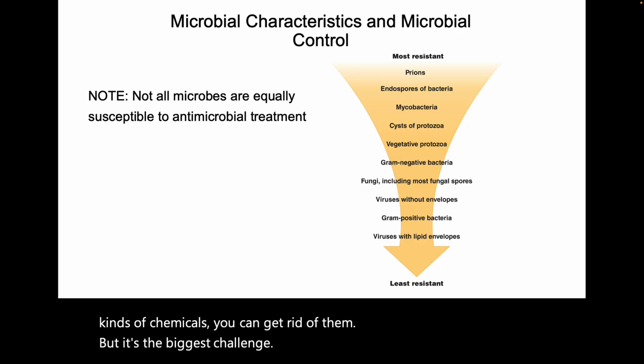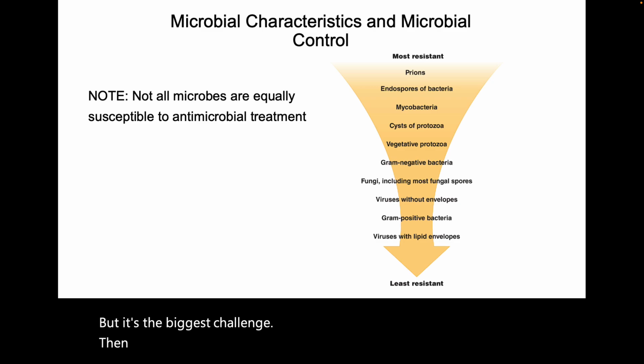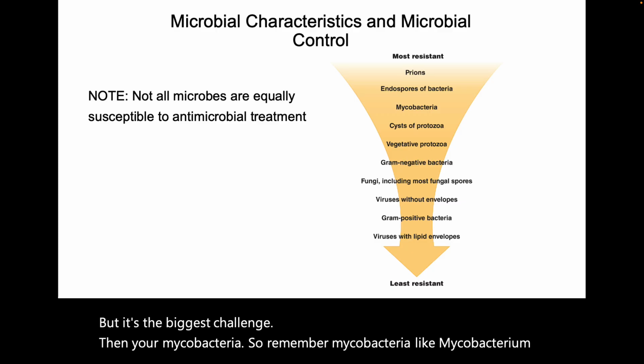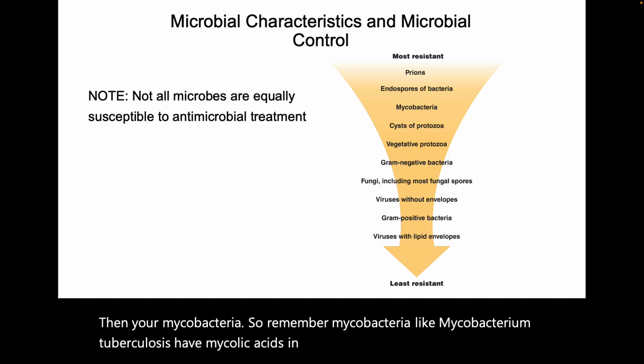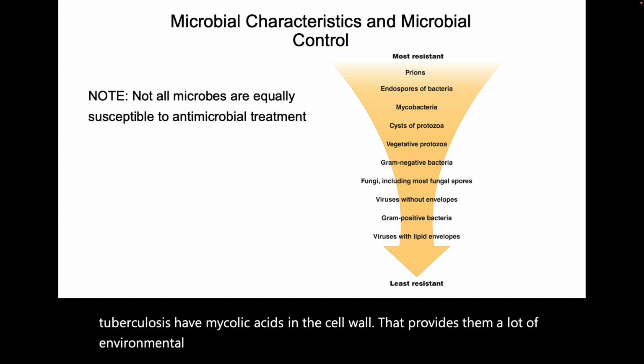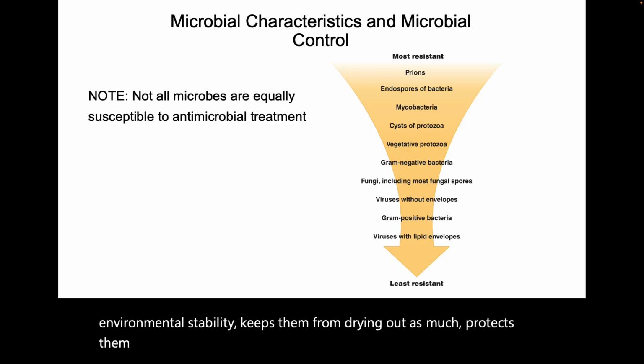Then endospores. Then your mycobacteria. So remember, mycobacteria, like Mycobacterium tuberculosis, have mycolic acids in the cell wall. That provides them a lot of environmental stability, keeps them from drying out as much, protects them from a lot of antimicrobial compounds.